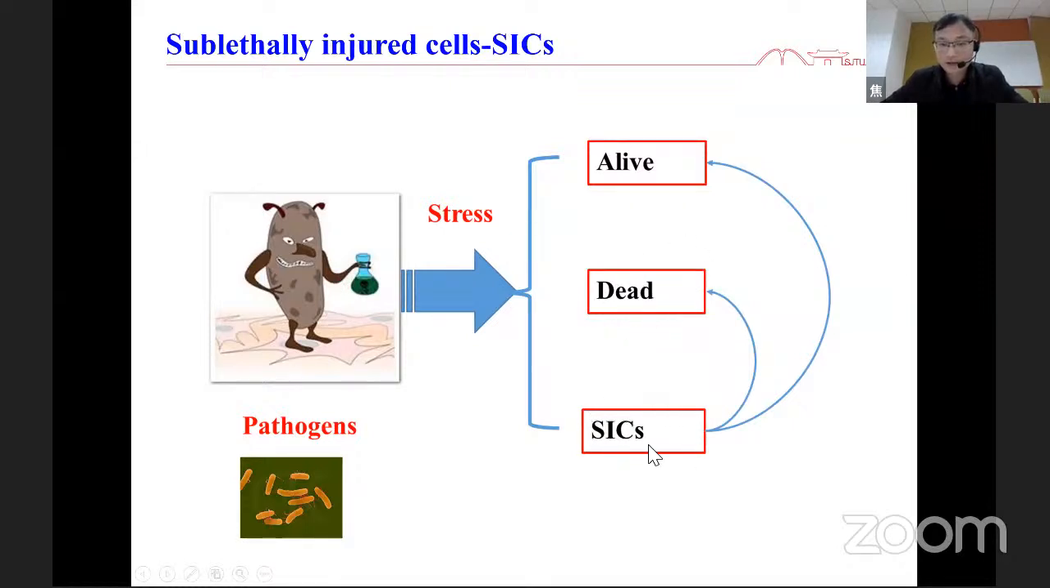But there is another situation, which we call sublethally injured cells. It means that the cell was injured, but we cannot say whether it's still alive or dead. Maybe after some time it will die, or maybe it will recover by itself and become alive again. So we need to clearly know whether or not this processing would cause sublethally injured cells. This is very important for us to evaluate the food safety of the pasteurization treatment.